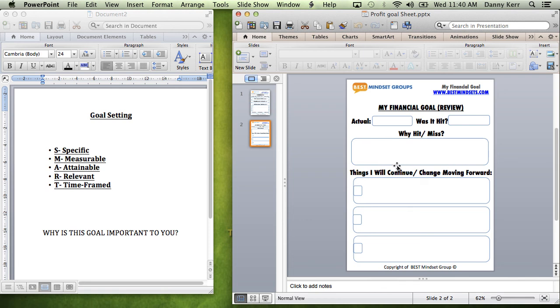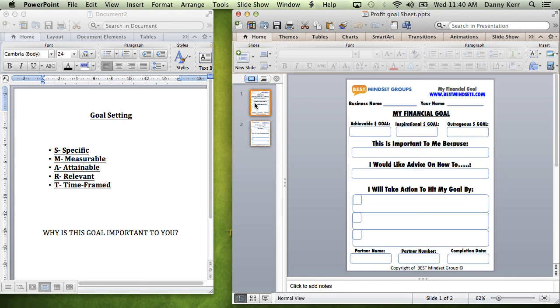Okay, so that is the basics of goal setting that we use every single time we hit Best Mindset Group. This is the form that you'll be introduced to and you'll be working with consistently.